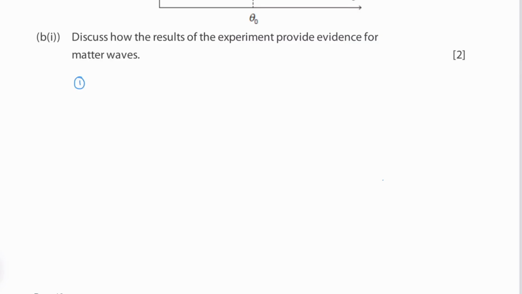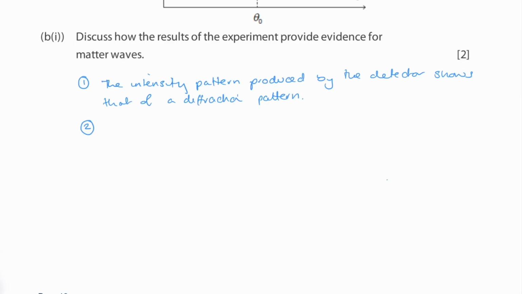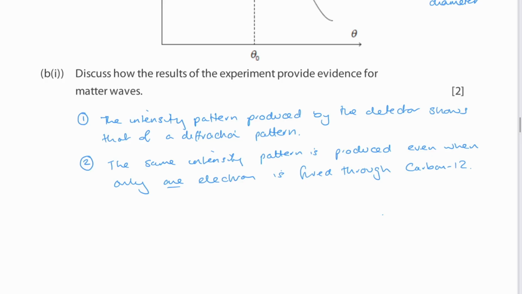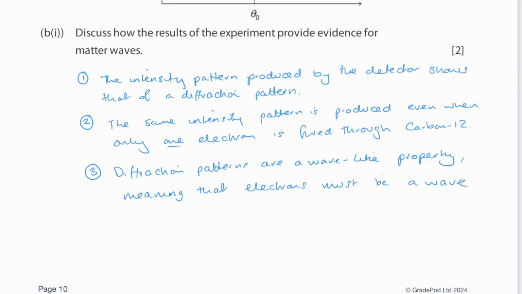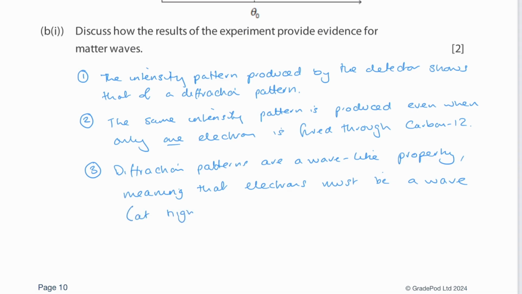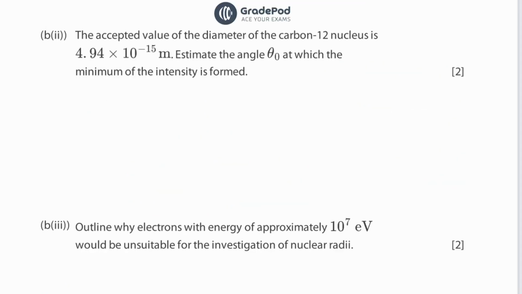The intensity pattern produced by the detector shows that of a diffraction pattern. The second point we'll make is the same intensity pattern was produced even when one electron was fired through carbon-12. The final point we'll make is that diffraction patterns are a wave-like property, meaning the electron must be a wave. And I'm going to put in a little caveat here: at high speeds, because we know that when it goes much slower, that changes the wavelength of the electron.